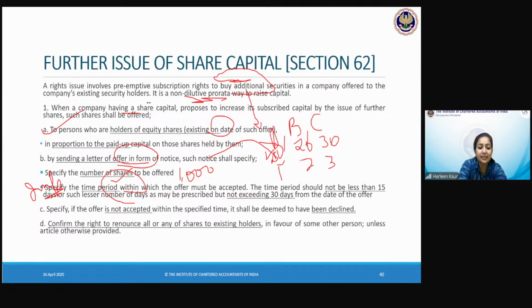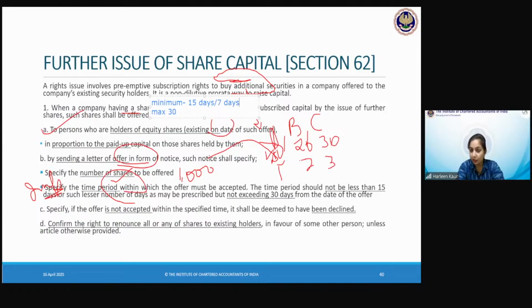So 15 days, that means the minimum time period that will be given for them to accept this offer will be 15 days. You cannot ask them to accept the rights issue in less than 15 days. Minimum 15 days of time you have to give. And what is the maximum time period? It should not be more than 30 days. But if you refer to the study material, the amendment in the rules has been made where they have specified that as per the amendment, this 15 days has now come down to 7 days.